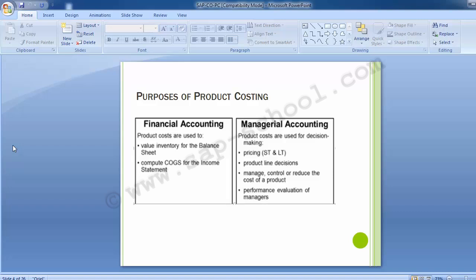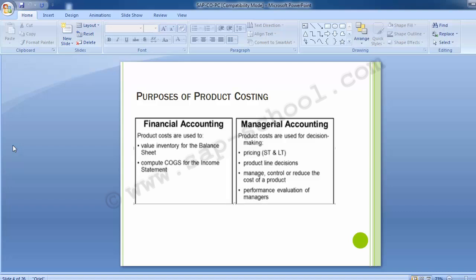Whereas if you talk about managerial accounting, that is the SAP controlling module, product costs are used for decision makings like pricing, what prices have to be charged, what should be the sale price, what different prices have to be decided by the management once they know the cost of the product which has been manufactured. The product line decisions have to be decided on the basis of the product cost.